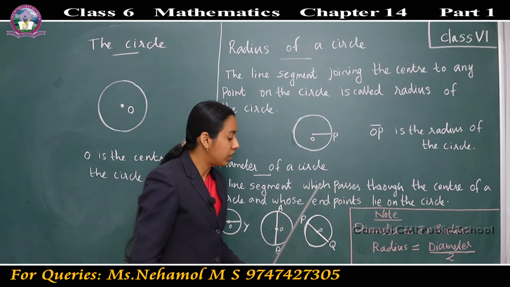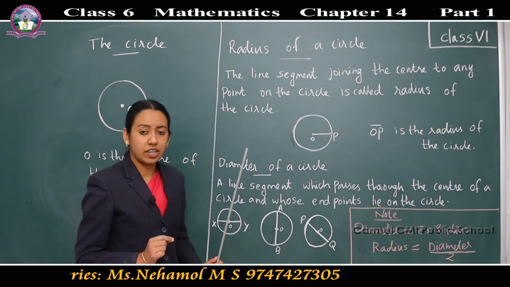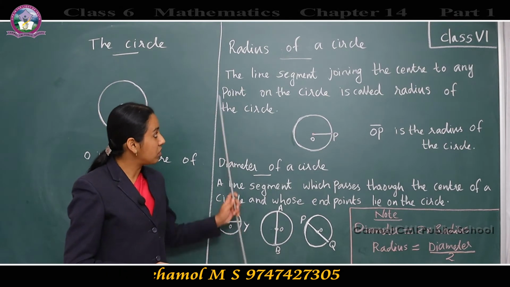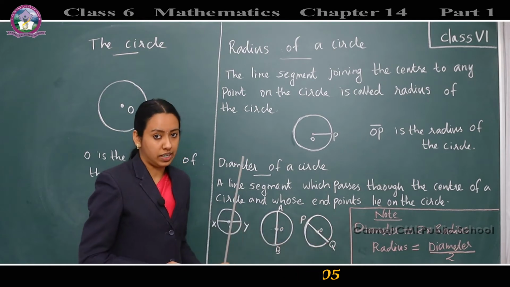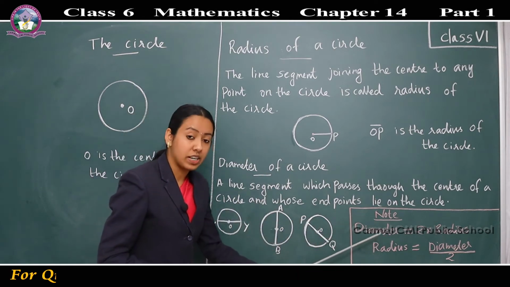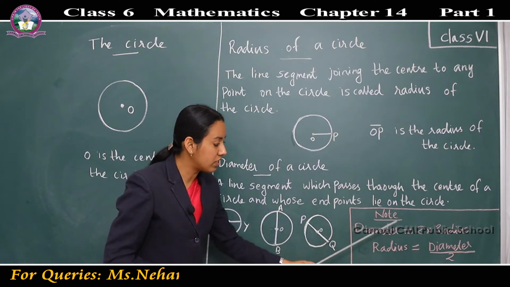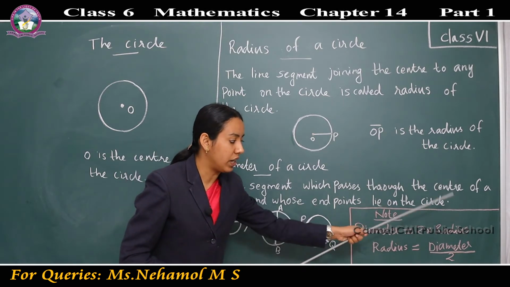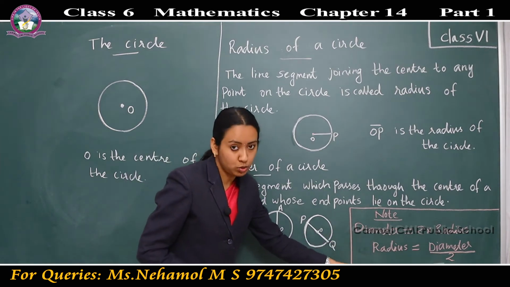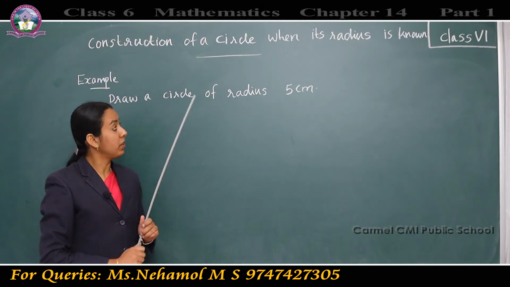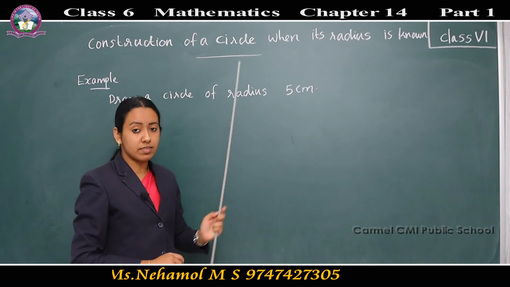Then note, diameter is equal to 2 into radius. What is the relation between diameter and radius? Diameter is 2 times radius, or we can say radius is half of diameter. So diameter is equal to 2 into radius, or radius is equal to diameter by 2. Next topic, construction of a circle when its radius is known.